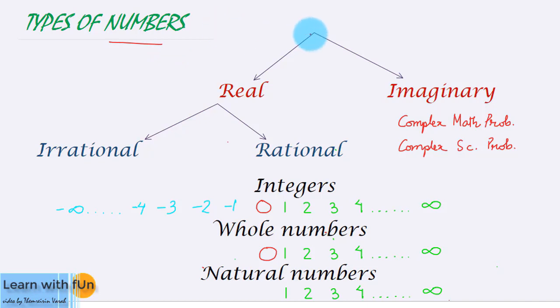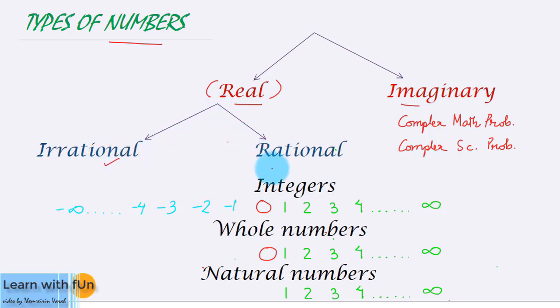Alright? Now numbers can be broadly classified as real numbers and imaginary numbers. Imaginary numbers are those numbers which we may not have come across till now, but you will come across in your higher classes, and these imaginary numbers are used for solving complex mathematical and scientific problems. But in our textbook, we are not interested in imaginary numbers. What we're interested in is real numbers. Now, real numbers can be further classified as irrational numbers and rational numbers.